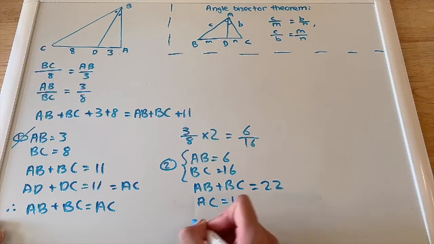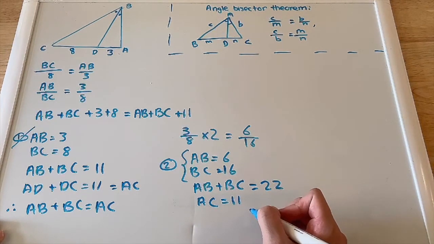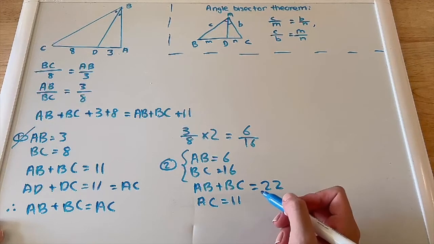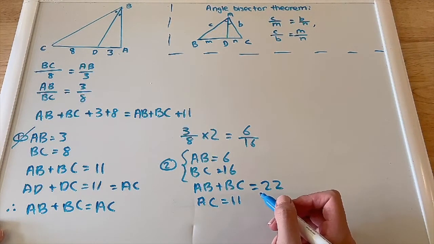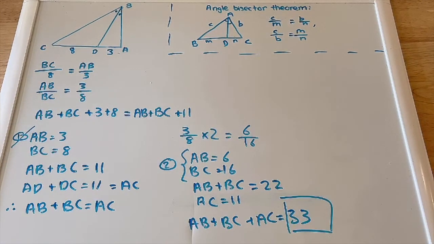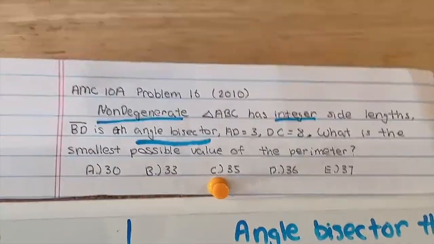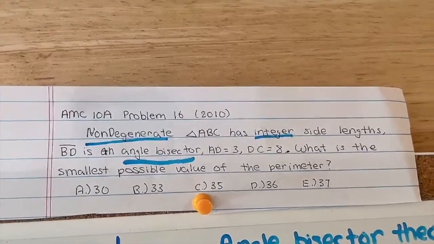And then let's find the perimeter, because this would be the smallest value where the perimeter is the lowest possible integer value. Since AB plus BC plus AC is equal to 33, that would be our smallest possible value for the perimeter. Now let's look at the answers. Here we can see that the answer will be B, which is 33.